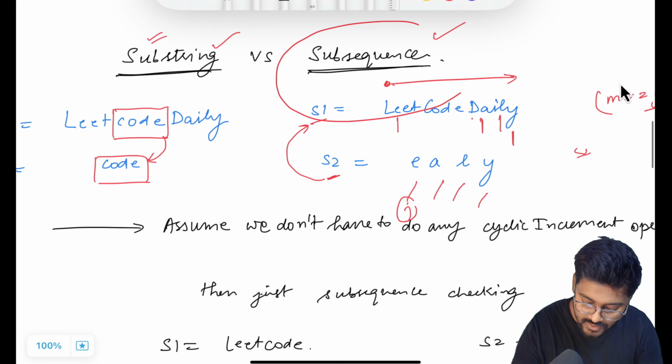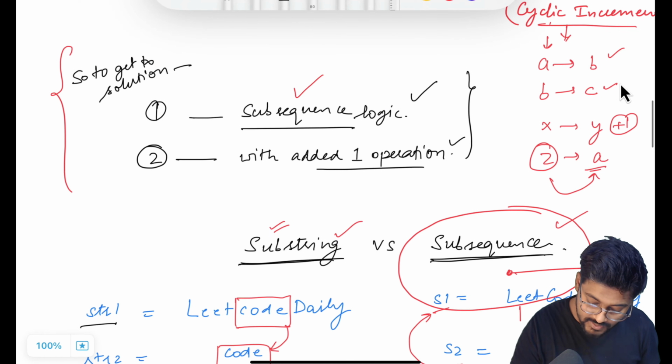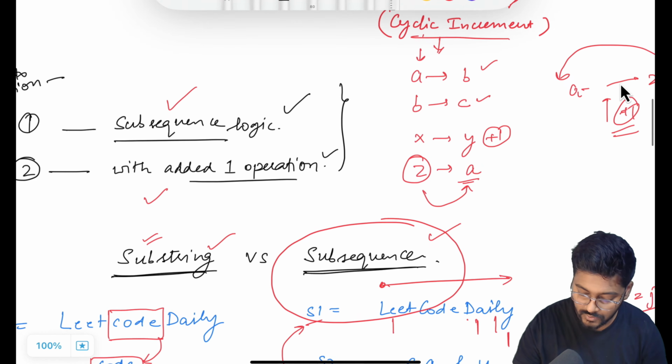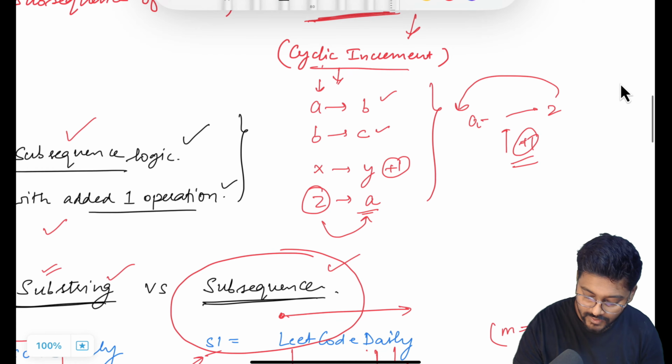Here we have to get the subsequence, and that one operation is cyclic increment that I have also explained to you. If we are at any character, I will just add 1 to that character.